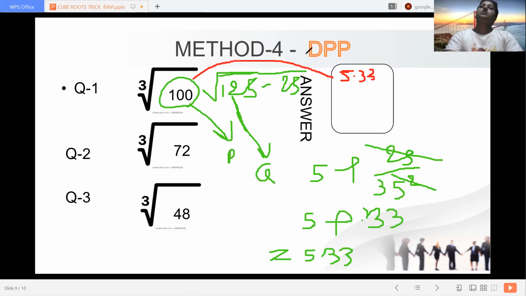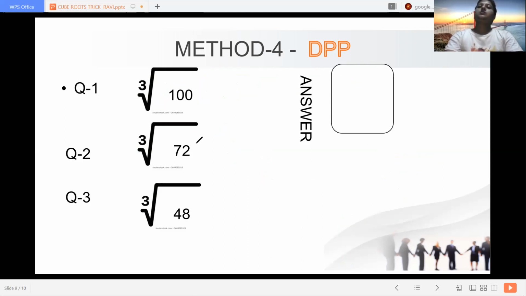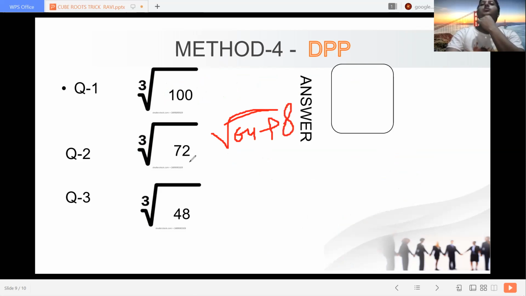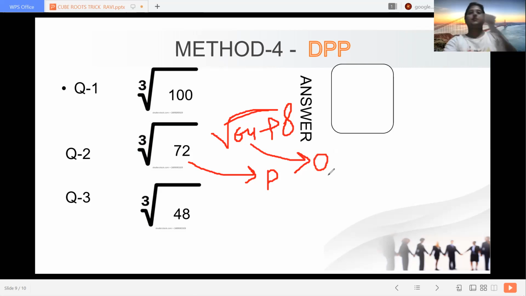The same process we can apply for 72. 72 is nearer to 64. We can write 64 plus 8, which is 72. Therefore P is 72, Q is 64, and P minus Q is 8.